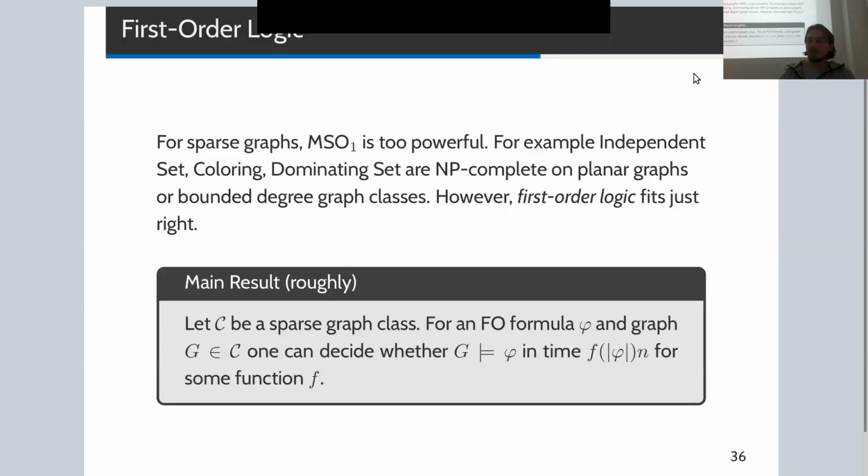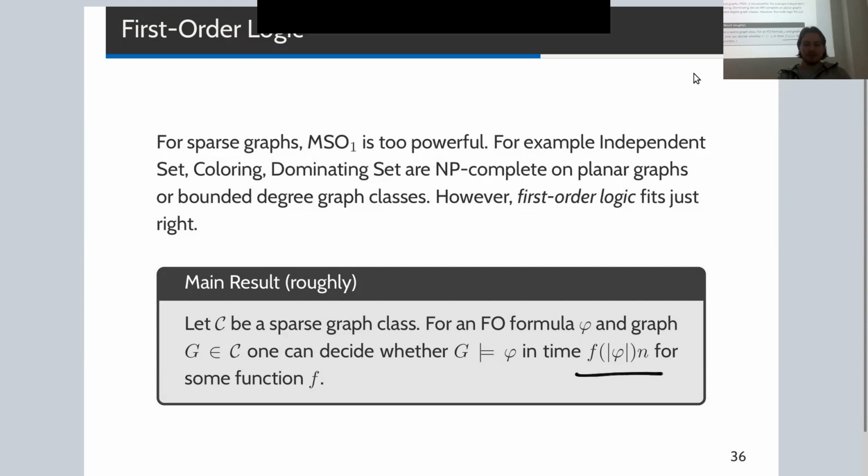And the main result that we're going to prove in the second half of the lecture, very roughly stated, will be that if you have a sparse graph class C, then you can evaluate an FO formula, so a first order logic formula, on graphs from this graph class in time some function of the formula length times n. So this is a simplified statement. It's not quite the whole truth because, for example, I didn't specify what is a sparse graph, and we will dig into this a bit more in detail in the next lectures.